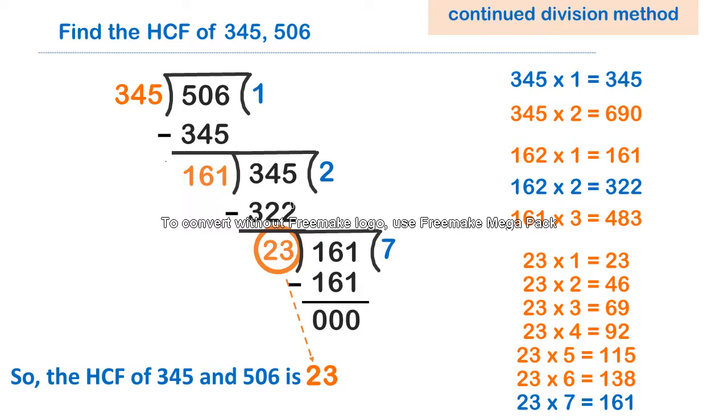Some of you might be thinking, if we know the prime factorization method, why learn the long division method? If we use the prime factorization method to find the HCF of large numbers, we will get lots of prime factors and it will be very difficult for you. But if you use the continued division method, then you can find the HCF of large numbers very easily.